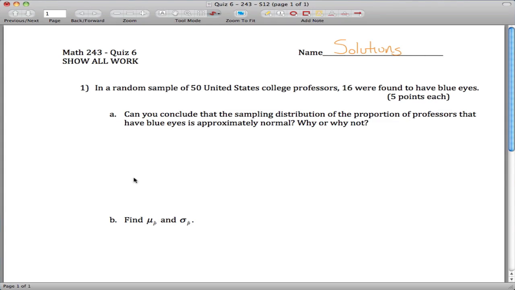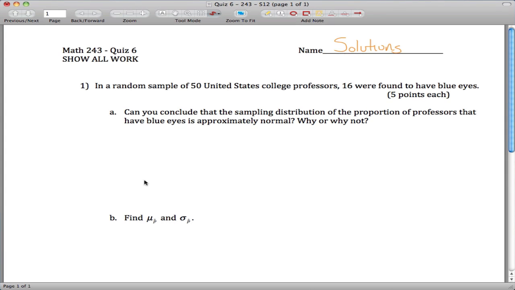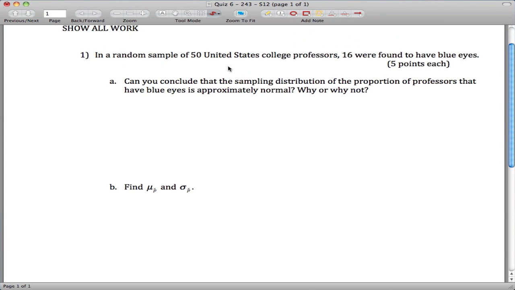Our solutions to quiz 6 for Math 243. We have a random sample of 50 United States college professors. 16 of them have blue eyes. So what we have is that p hat is equal to 16 over 50, which you can reduce if you want. That's 4 over 25? Well, let's be more clever about it. That's 32 over 100, which is 0.32.